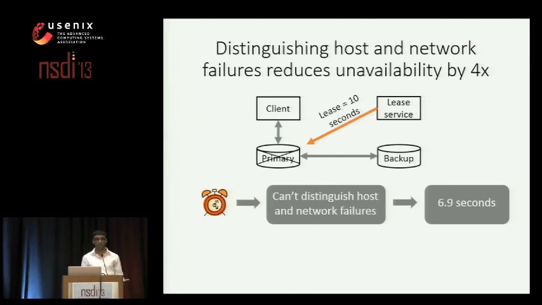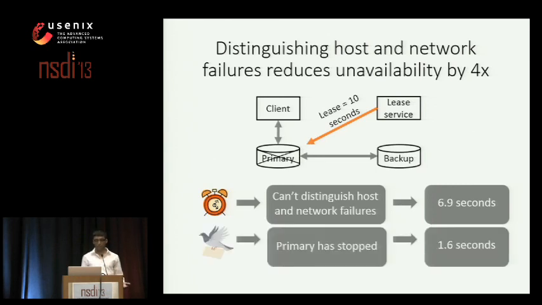Out of these 6.9 seconds, 5 seconds is the expected time the backup takes to wait for the lease, and the rest is the time it takes for the client to switch to the backup. But with Pigeon, the client saw a downtime of only 1.6 seconds, because Pigeon said that the primary has actually stopped, and so the backup could recover quickly.